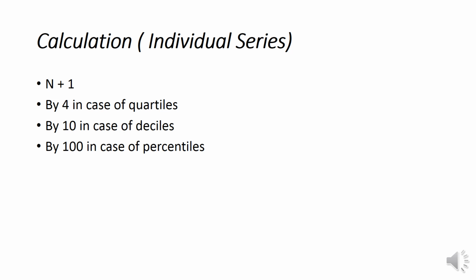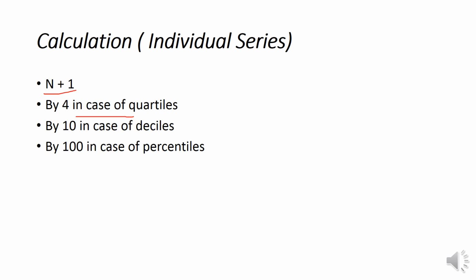Next is the calculation of quartiles. Quartiles are calculated for three types of series: individual series, discrete series and continuous series. First we start with the individual series. In an individual series, n plus 1 is divided by the number of parts into which the series is to be divided. It is divided by 4 in case of quartiles. If we have to calculate quartiles, we divide n plus 1 by 4.